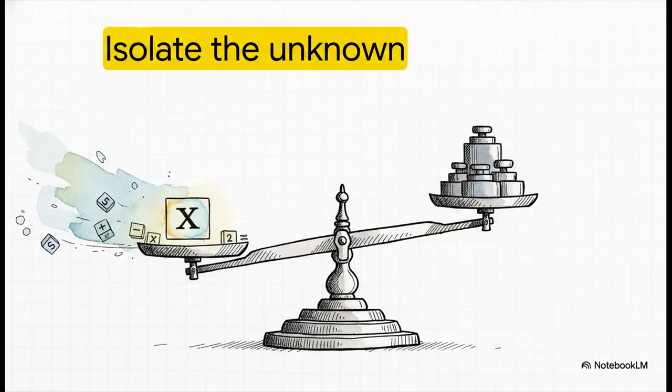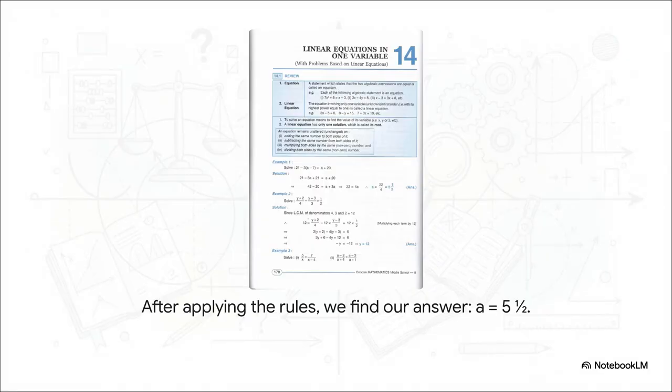Our one and only goal, no matter how complicated the equation looks, is to get the unknown thing, in this case it's a, all by itself on one side of that scale. We're going to use our 4 rules of balance to carefully clear everything else away from it. So, by using our rules, subtracting things from both sides, adding things to both sides, we systematically chip away and isolate our unknown. And look, at the very bottom of the calculation, we find our answer, a equals 5.5. See? The code works. You follow the rules of balance, and you will find the answer.